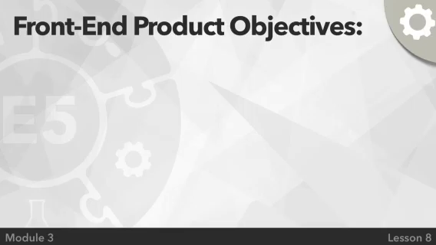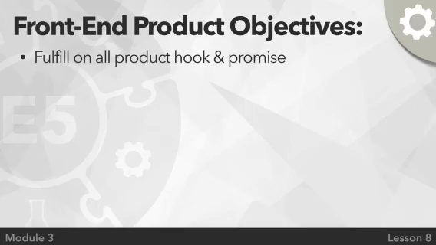So the first objective of any and all front-end products, of course, is to fulfill on the product hook and promise. Whatever it is that you promised that they would get, that they would experience, that they would see, that they would learn, you need to fulfill on that. Like I said, the worst thing that you can do is have unmet promises. That will kill the profitability of your business. It will kill any likelihood of a long-term relationship that you're expecting to have with that new customer. So it needs to fulfill on the hook and the promise.